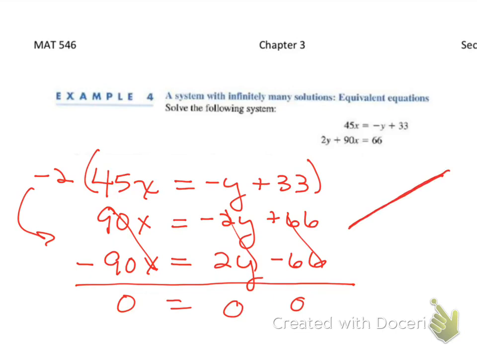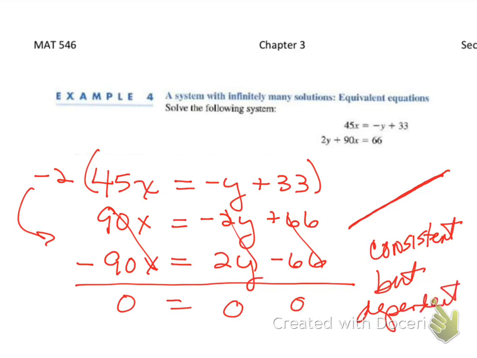Actually, I could see that if I manipulated my lines so that they're both y equals, I would see they have the exact same slope. So this is a true statement, and it's a consistent statement, so I can say the solution is consistent but dependent, because they're both the same line.